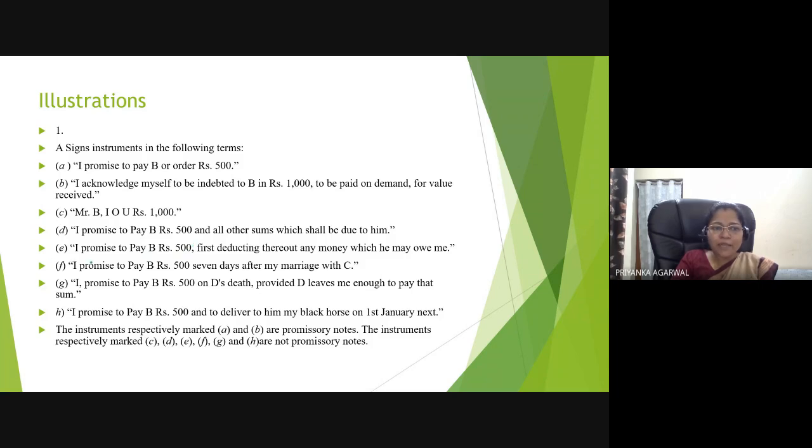"I promise to pay B rupees 500 on D's death, provided D leaves me enough to pay that sum." If it is written only on D's death, then it is fine, because death is a certain thing. But "provided D leaves me enough to pay that sum" makes it not an unconditional undertaking, right? There is a condition attached. So this is again not a valid promissory note. "I promise to pay B rupees 500 and to deliver to him my black horse on 1st January next." This is again not an unconditional undertaking.